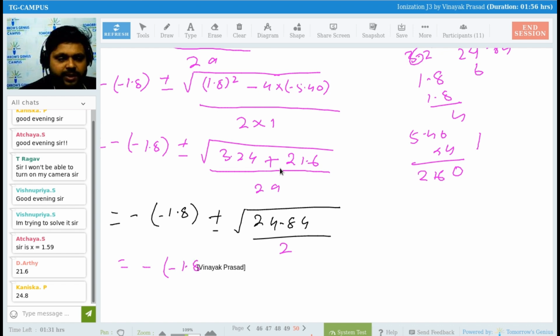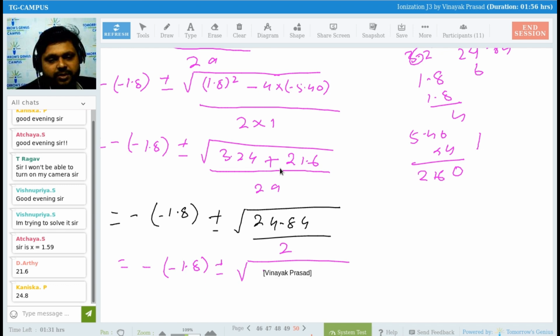Minus of minus 1.8 plus minus under root. We got 12.42, right? Yes, sir. So if this is a perfect square of any number or not, please tell me. Is 12.42 a perfect square? What do you say? Does anyone know if this is a perfect square or not?